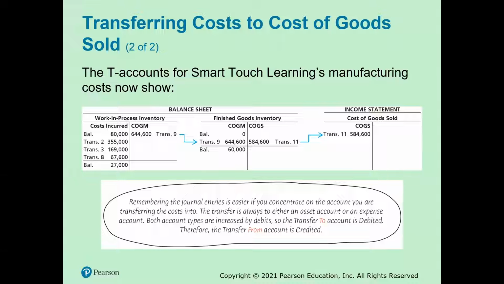Remember, the journal entries are easier if you concentrate on the account you are transferring the cost into. The transfer is always to either an asset account or an expense account. Both account types are increased by debits. So the transfer to account is debited. Therefore, the transfer from account is credited.